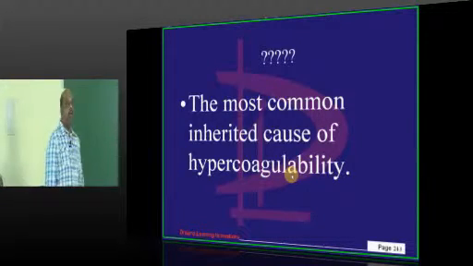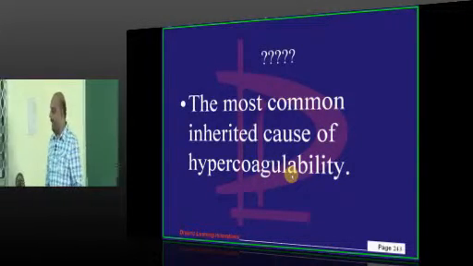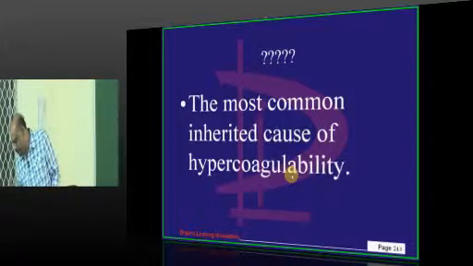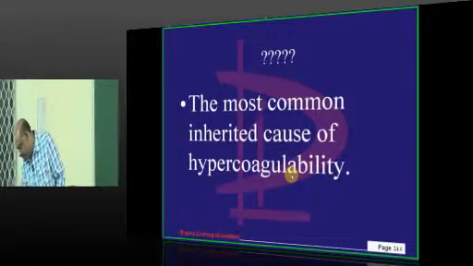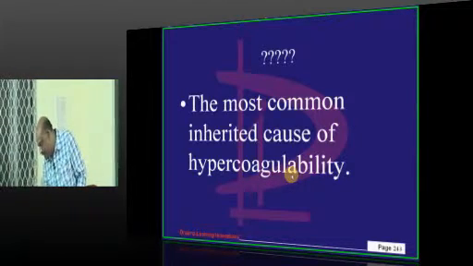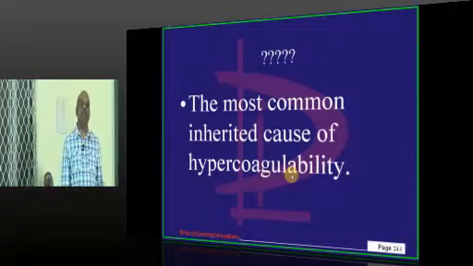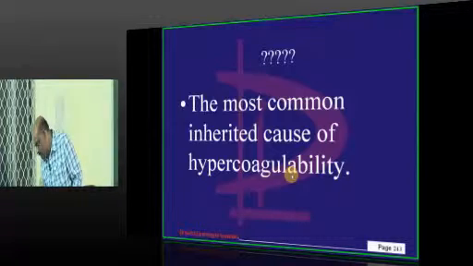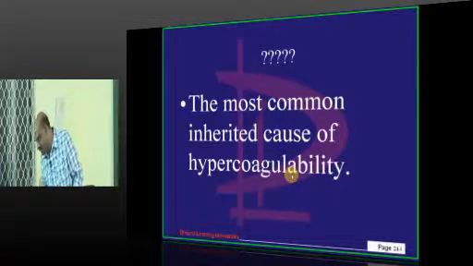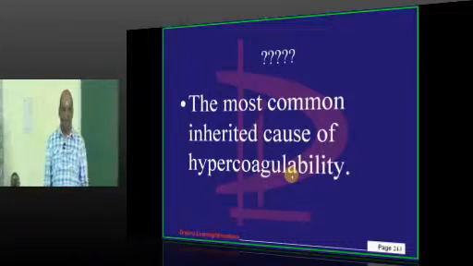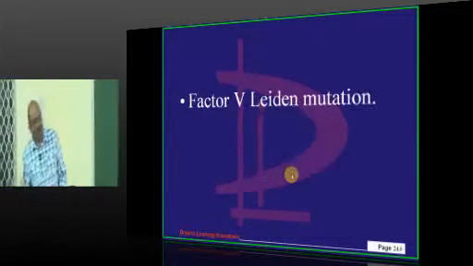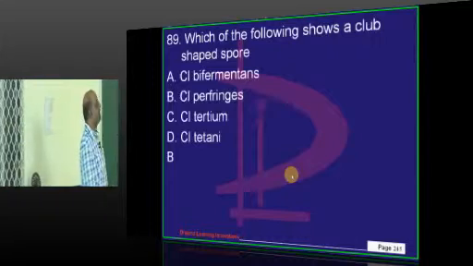The most common inherited cause of hypercoagulability, who is going to give me the correct answer? Yes, Dr. Manu says APLA, antiphospholipid antibody. Dr. Samira also says, only Amit is right. Factor 5 Leiden is what need to be remembered. That's good, you make me proud of this.